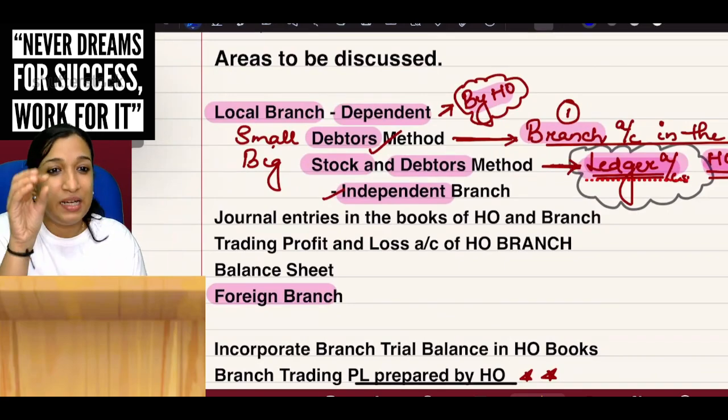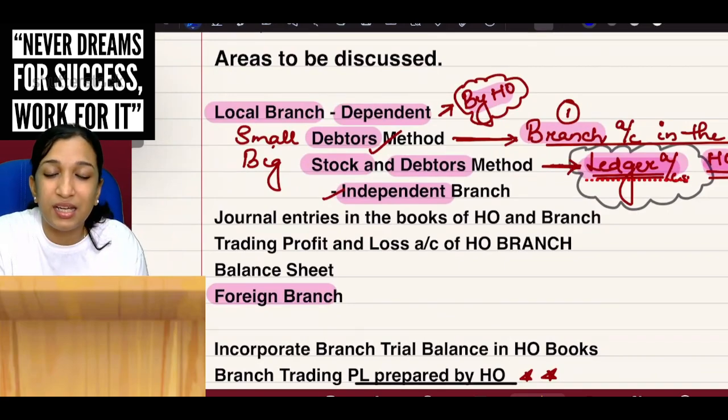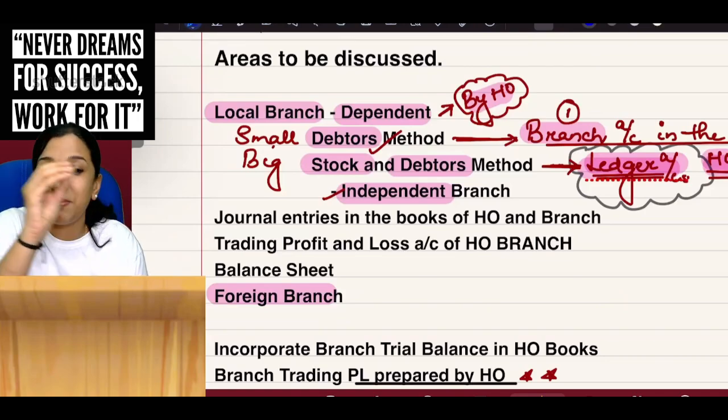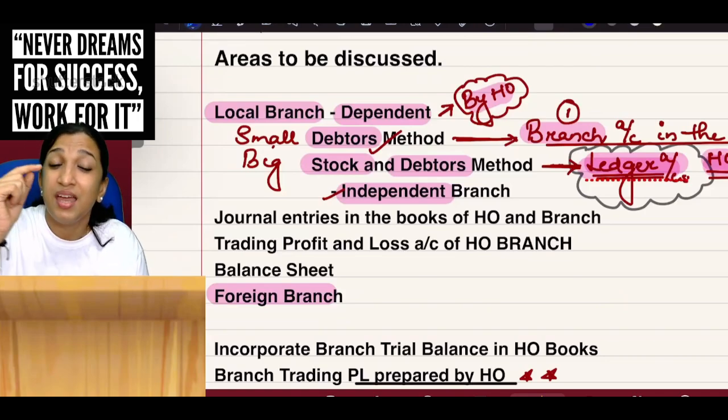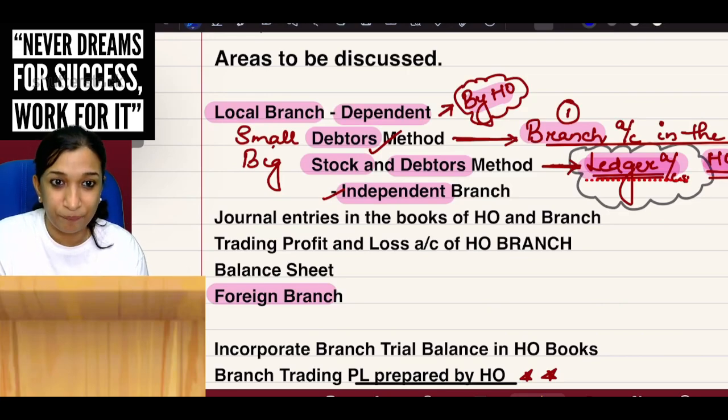Local branch, dependent branch, debtors method. If it is debtors method, I need to study the format. Four sets of journal entries will come. Opening balance of assets and liabilities. If opening stock is at invoice price, by stock reserve. To goods sent, by goods sent. If goods sent is also at invoice price, remove loading.